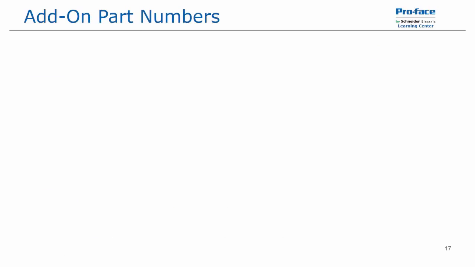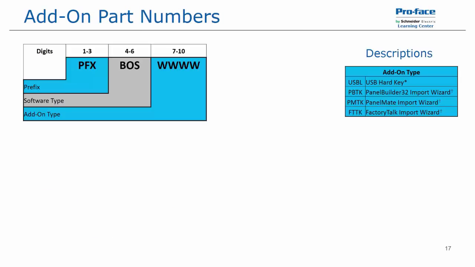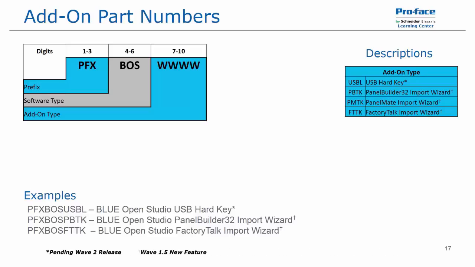Add-on part numbers for Blue Open Studio. This follows a similar syntax to the rest of the part numbers, however, it is much shorter. And as of right now, we have 3 that are available and 1 that is pending, as you see from the descriptions on the right-hand side. So our examples. The very top one is when the USB hard key is available. That would be your part number just for the USB hard key. Then the second item is for the Panel Builder 32 import wizard. And the final one is for the Factory Talk import wizard.